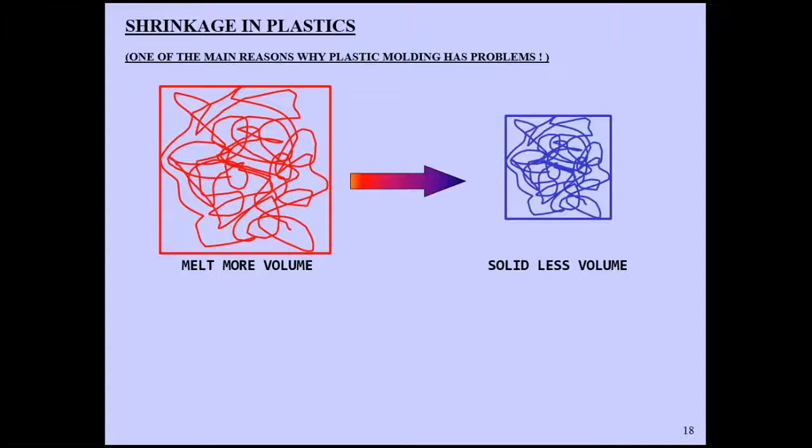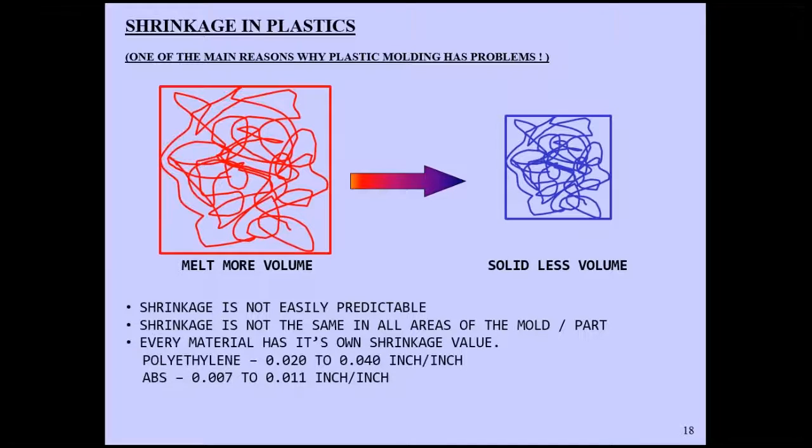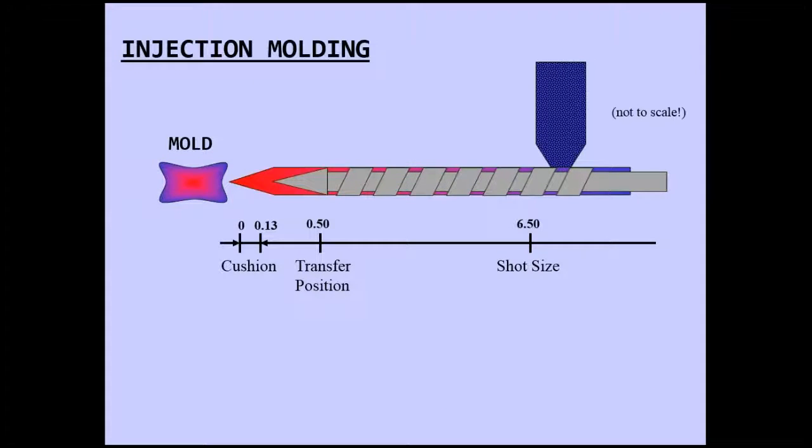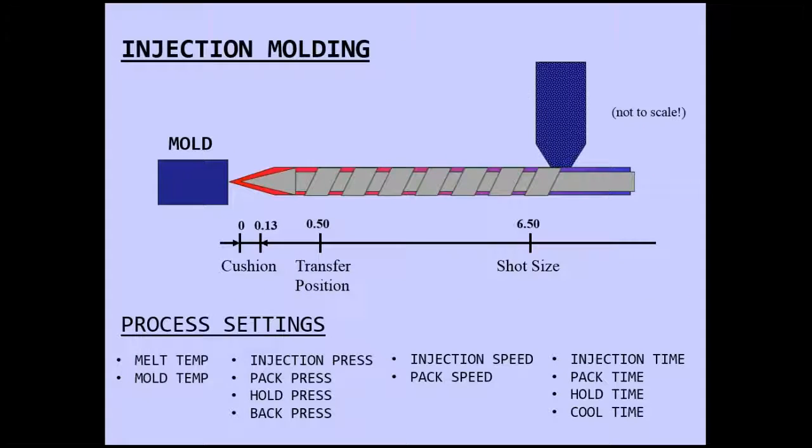So the main reason you don't get these consistencies is the way the plastic shrinks. It's not easily predictable. It's not the same in all areas of the mold. They have their own values, and the biggest thing is that processing parameters can easily influence the shrinkage numbers, okay? And that's why we come up with all these things. There are so many process settings on the molding machine: times, temperatures, speeds, pressures, positions, and all this stuff. They all have to be optimized to come up with a good, robust process.